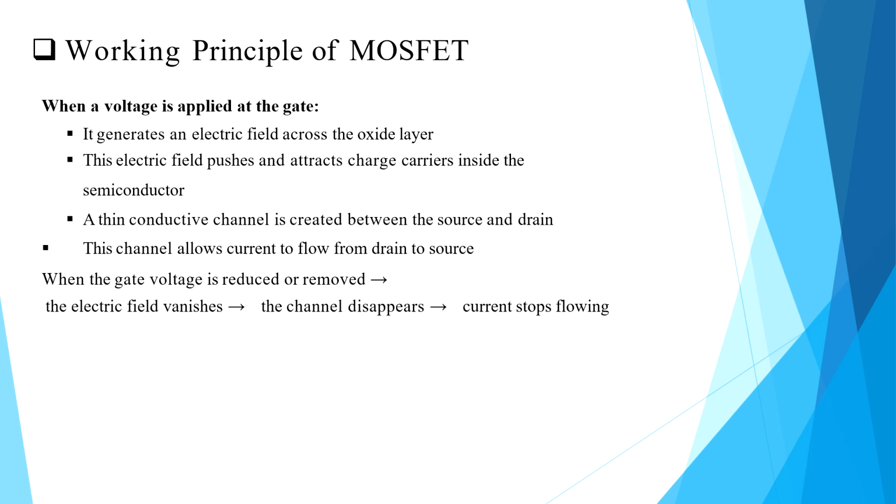Now, what is the working principle of MOSFET? When a voltage is applied at the gate, it generates an electric field across the oxide layer. This electric field pushes and attracts charge carriers inside the semiconductor. A thin conductive channel is created between the source and drain. This channel allows current to flow from drain to source. When the gate voltage is reduced or removed, the electric field vanishes and the channel disappears, and subsequently current stops flowing.